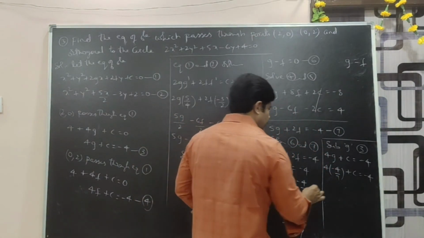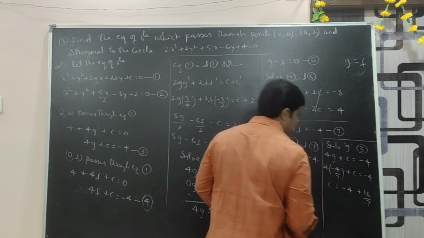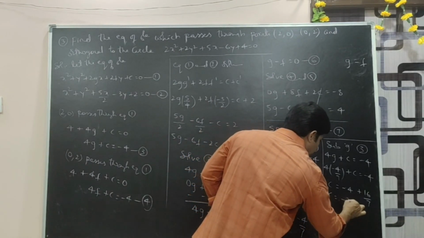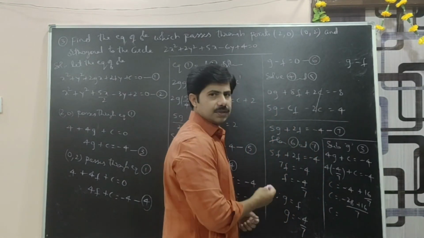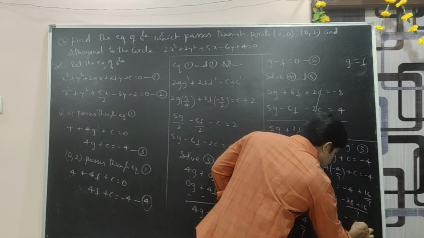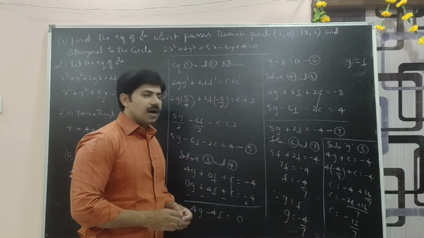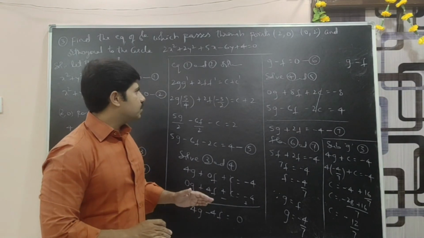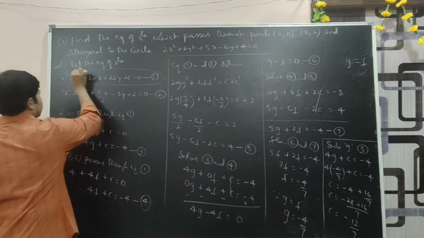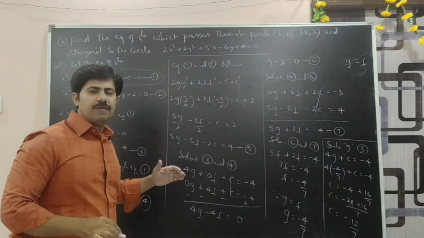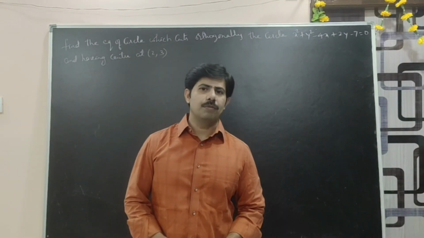Right? So now c is equal to minus 4 plus 16 by 7. So c is equal to minus 28 plus 16 by 7. So for the c value you have to subtract these two, so that is minus 12 by 7. So we got the c value as minus 12 by 7. After getting all these values, you have to substitute back the g value, f value, c value in equation 1. Substitute back in equation 1 and simplify it, and you will get the equation of the circle. So please do that. Okay, next problem.